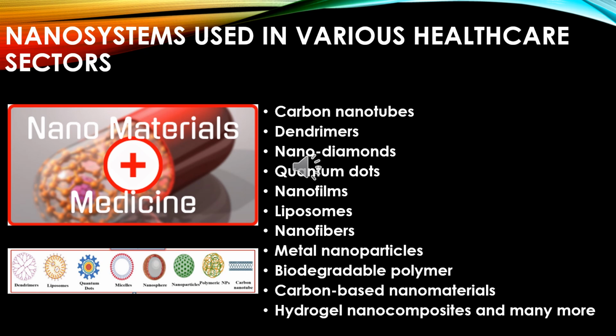I would like to give brief details about these different nanostructures that are being used in the healthcare sector. So carbon nanotubes are nano-sized, seamless tubes which are made up of graphite sheets. So it is a tube-like structure.